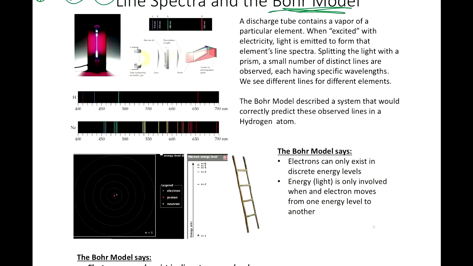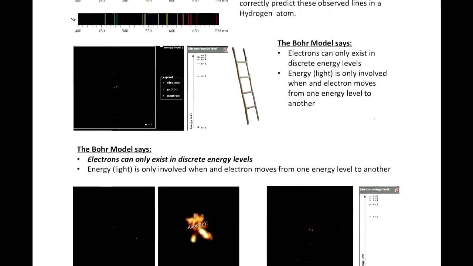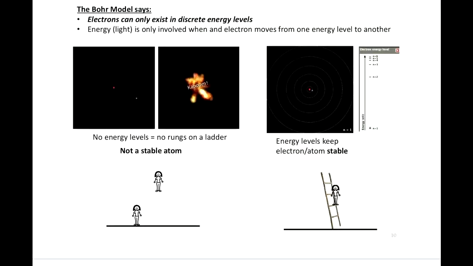So our Bohr model was our next step to allow us to describe the phenomena that we were seeing, the line spectrum coming off of our atoms. All right, so that is the first postulate, or the first kind of criteria, of the Bohr model.